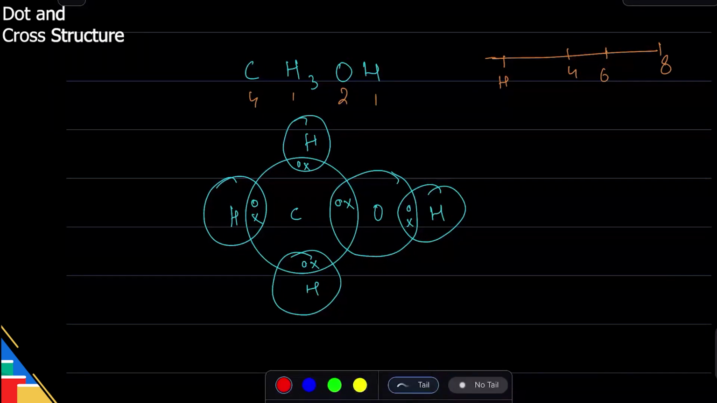Now let's see. Carbon had 4, it has shared 4, no electrons left. Oxygen had 6, it has shared 2, one here, one here. So it has 4 electrons left. So you draw the 4 here so that these are its lone pair. ठीक है? And that is the method to draw any diagram.